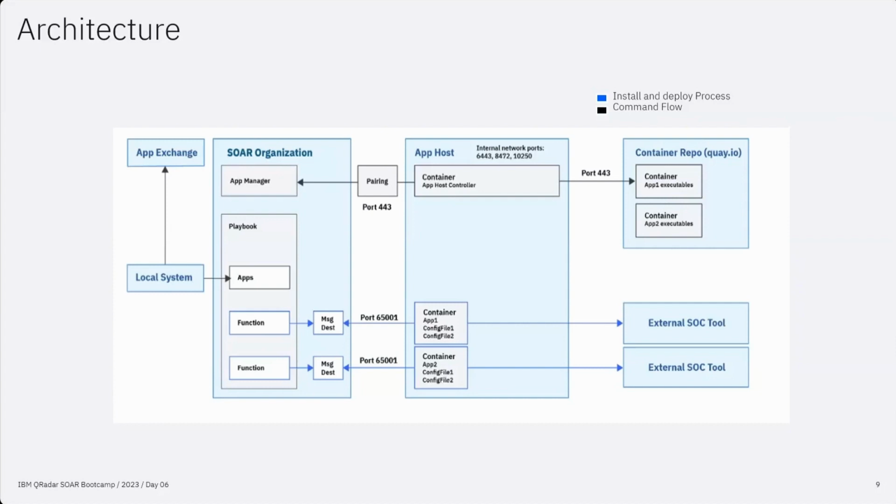Now, the SOAR platform can reside in your own environment, commonly known as on-prem configuration, or within the IBM cloud, also known as SaaS configuration. This app host that resides in an environment must be able to access the SOAR platform, the QRadar.io repository, or for that matter, your own repository, and the hosts of the third-party applications that are integrated with your SOAR platform. So you can see there's external SOC tool, which is also communicating with your app host, and then in turn communicating to your SOAR platform.